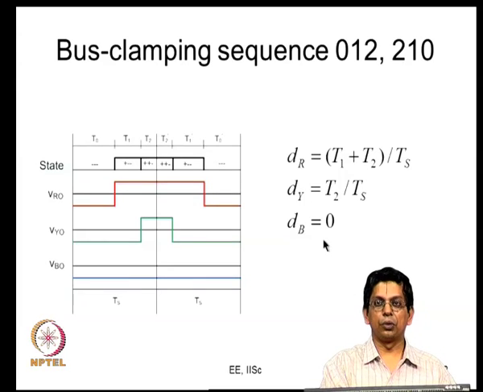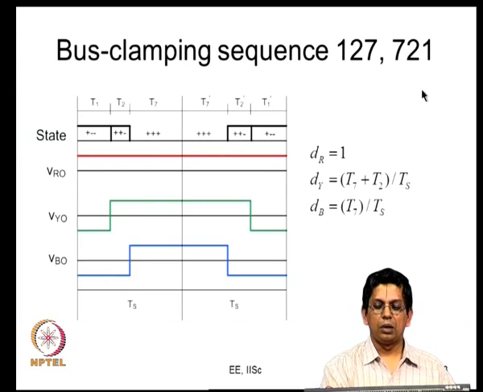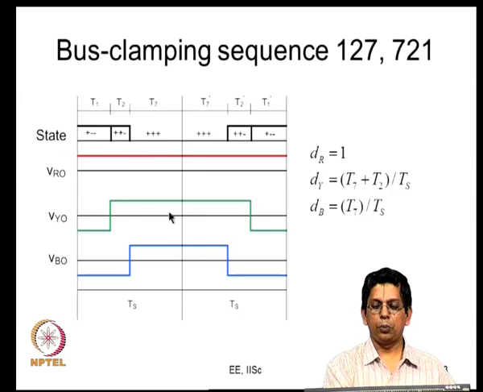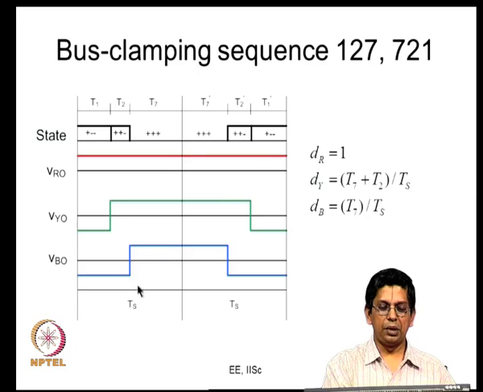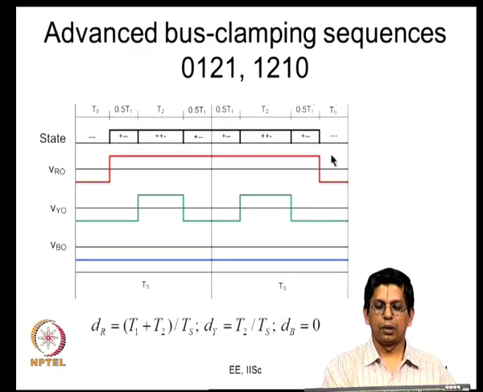So it is 0. Similarly, if you look at the sequence 1, 2, 7 or 7, 2, 1, the R phase top device is always on, so that duty ratio is 1, and dY is given by the duration T2 plus T7 by Ts, and dB is given by T7 by Ts. So, for conventional bus clamping methods, you can look at them like this and evaluate your duty ratios, alright.